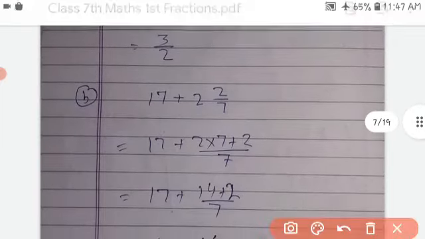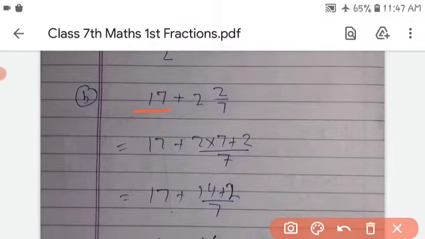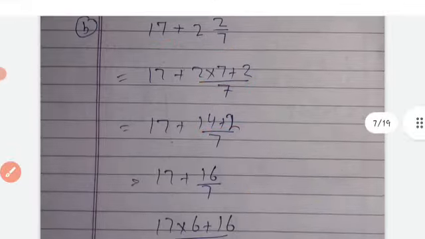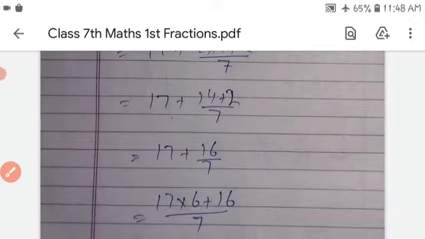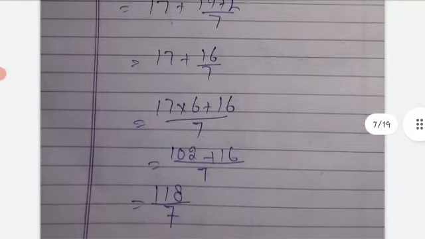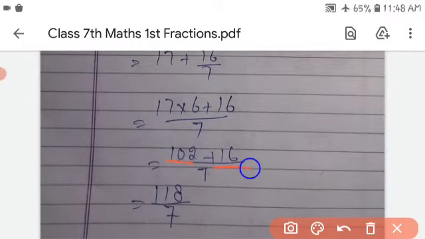Next part, 17 plus 2 whole number 2 upon 7. Solve: 2 into 7 plus 2 upon 7, 14 plus 2, 16 upon 7. Now taking the LCM, here it is 1. 17 into 6 plus 16, 102 plus 16, 118 upon 7 is the answer.